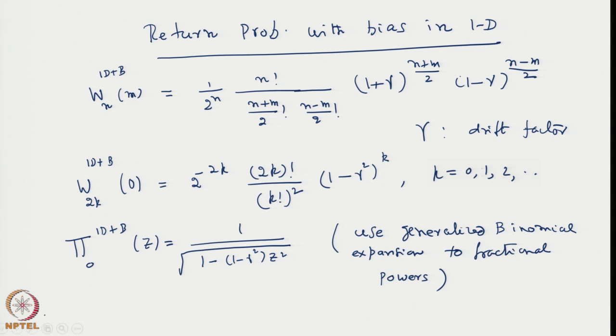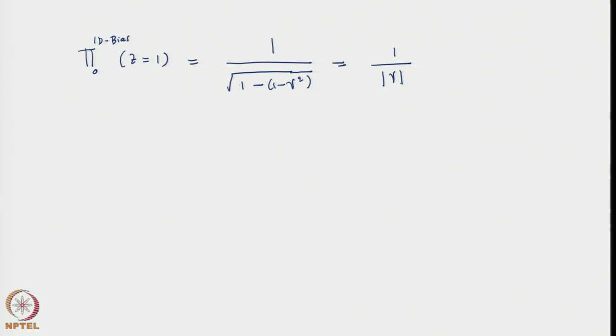So with this, the generating function for the 1D occupancy probability at the origin with the bias, pi naught 1D with the bias at z equal to 1, will be 1 by square root of 1 minus gamma square, which is equal to 1 by modulus of gamma. Modulus, because it is a square root of gamma square, we take the positive sign.